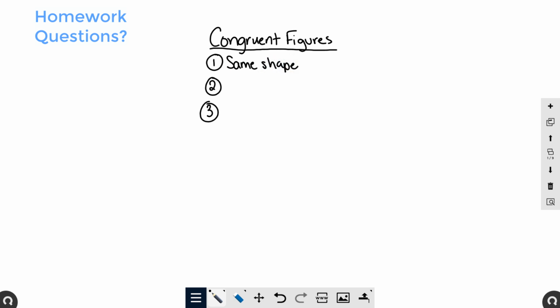Now, by same size, there's two things that kind of go in with that same size, and we wrote that down on our index card. Same shape and same size. What makes it the same size? Equal what sides? Congruent sides. Good. And what else? And congruent angles.